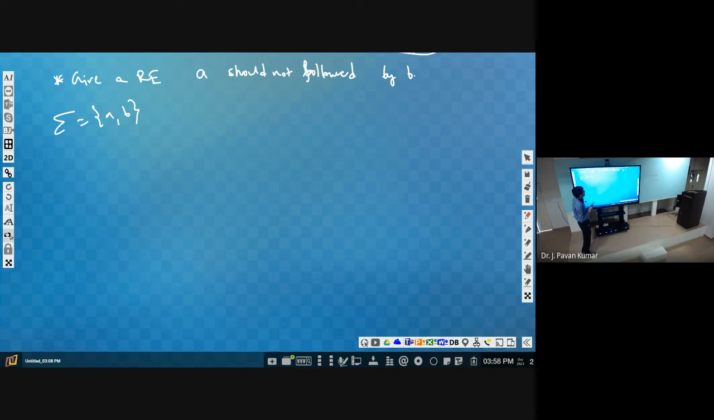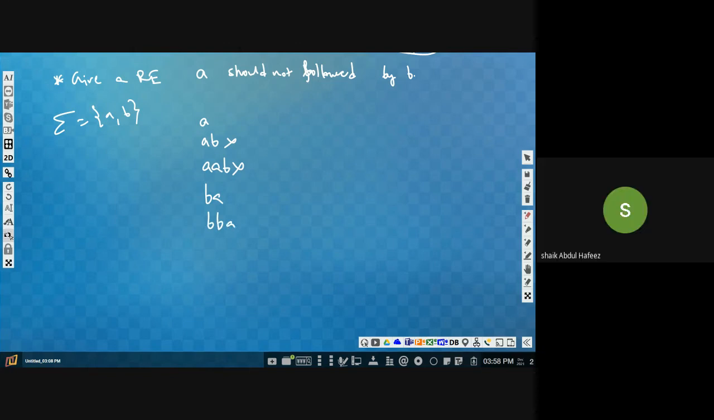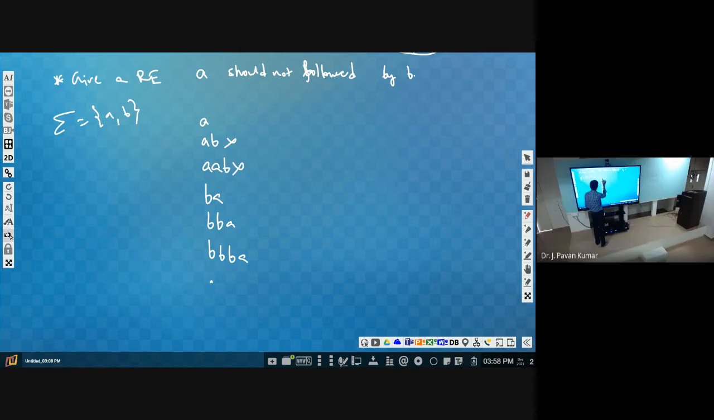A should not be followed by B. Suppose we have A, can we have B? No, AB is not allowed. AAB not allowed. BA allowed. A allowed. BA allowed, BBA allowed, triple B A allowed.